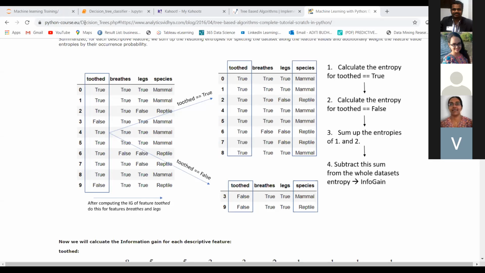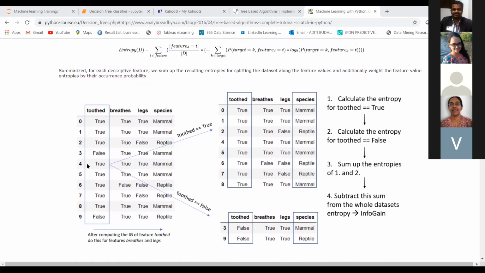Hello, sorry for that. Right, so we were seeing what would be... we are trying to calculate entropy based on this tooth feature. If we select the tooth feature, then what will be the entropy? We are doing that, right?